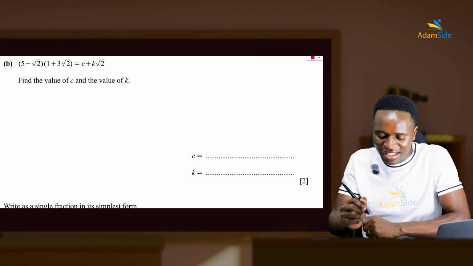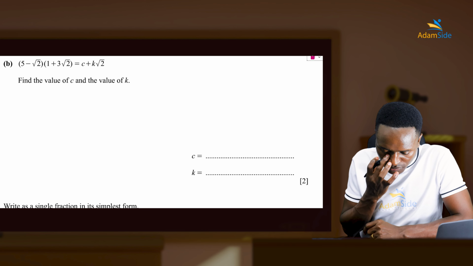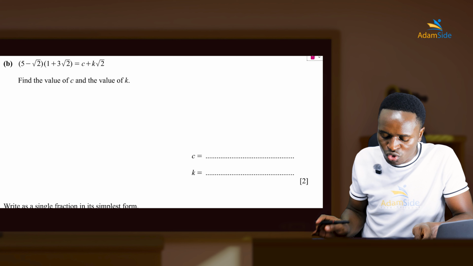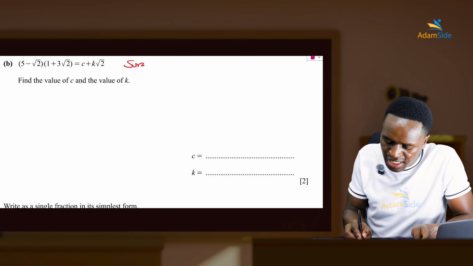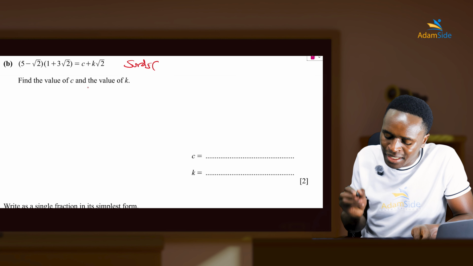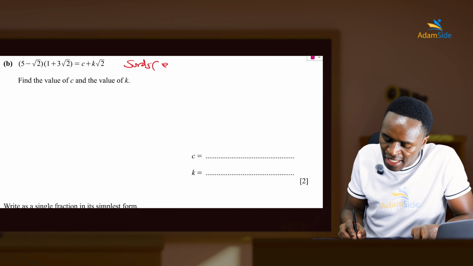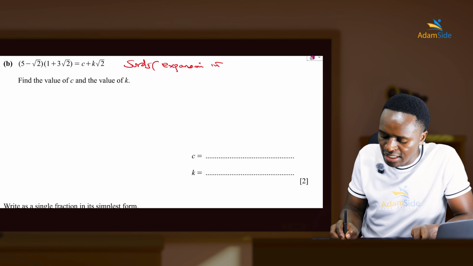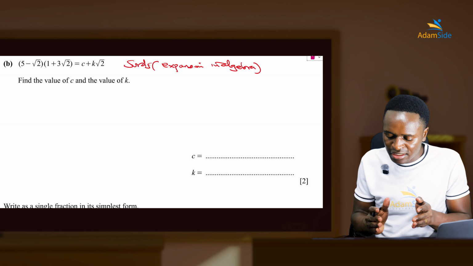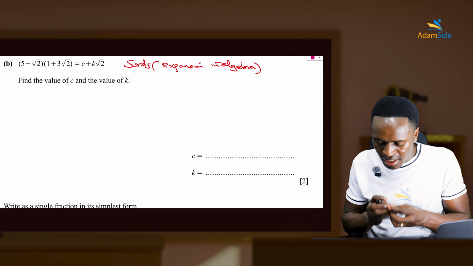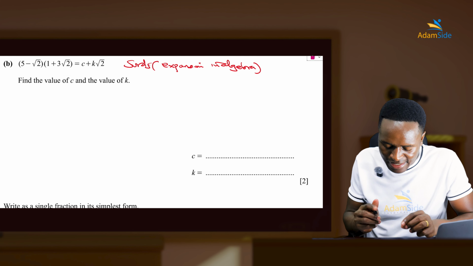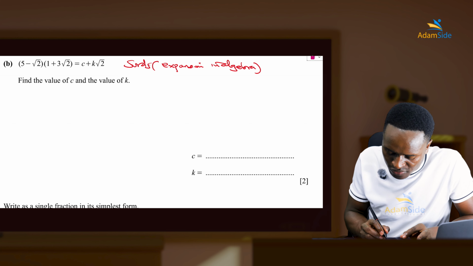And then here, find the value of c and the value of k. Now, in this case, they want us to understand, it's still in the unit of surds, but here you're going to apply the knowledge of expansion, like expansion in algebra. So we are mixing the knowledge of algebra in expanding, but our algebraic expressions are in form of surds. The same, we just apply the laws of surds.